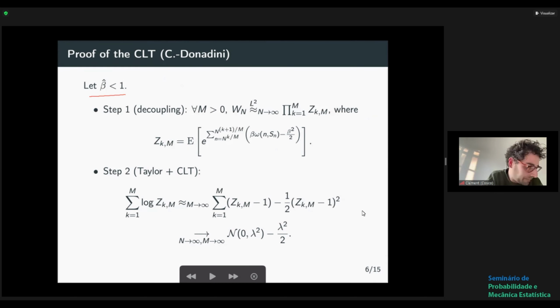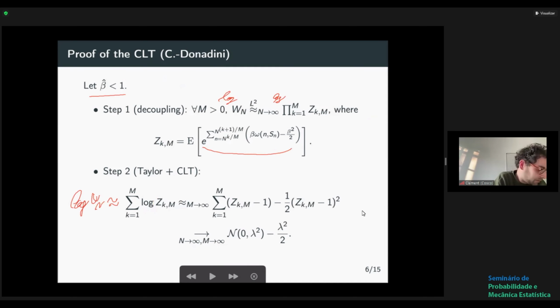Once you have that, of course, if you take the log here and the log here, log of Wn becomes the sum of log of Zk, right? So the log of Wn can be approached by just a sum of logs. The important point is that all the environments that appear in the Zk's are independent for different k's, because the omegas are independent in time. So all these Zk's are independent in k. And then you can just appeal to the usual central limit theorem.